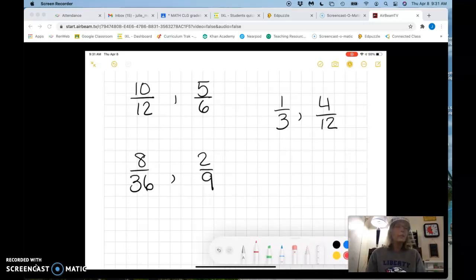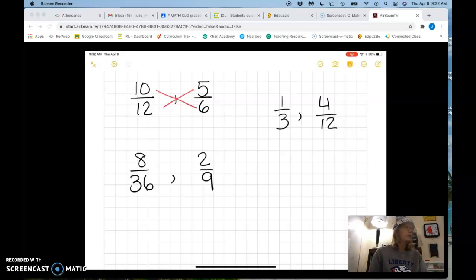So let me show you and remind you how we tell if they're the same. Remember when we were doing proportions and we cross multiplied? So what is 10 times 6? And what is 12 times 5? 60. So if the two numbers equal each other, you know that those two fractions are the same.